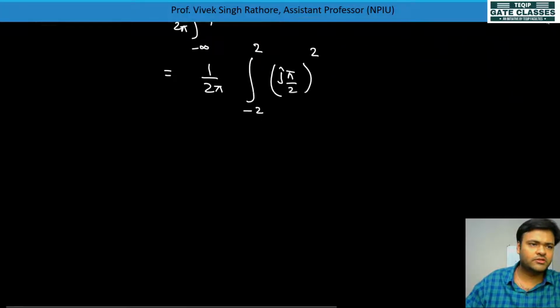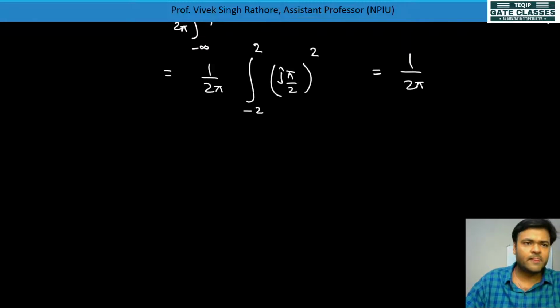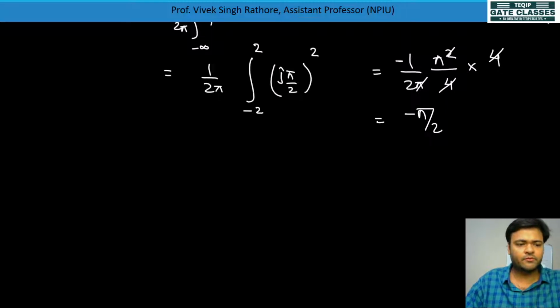So this can be written as 1 by 2 pi. j square is nothing but minus 1, so minus 1 will be there. Pi square will be there, and 2 square, 4, will be there. And here 4 will be there. So 4 and 4 cancel, pi and pi cancel. So it will be written as minus pi by 2.